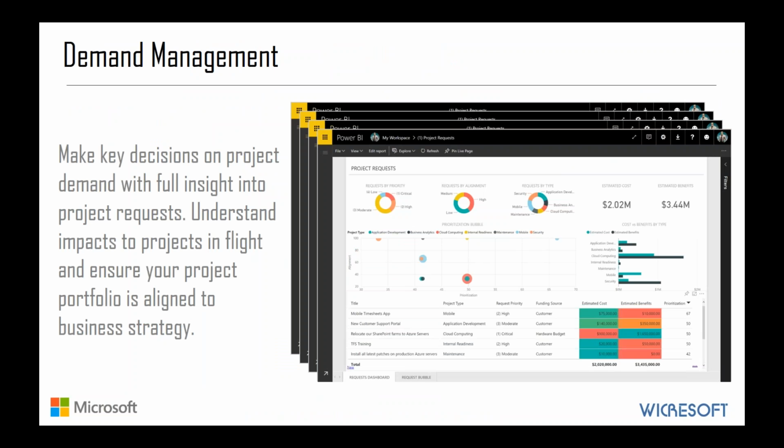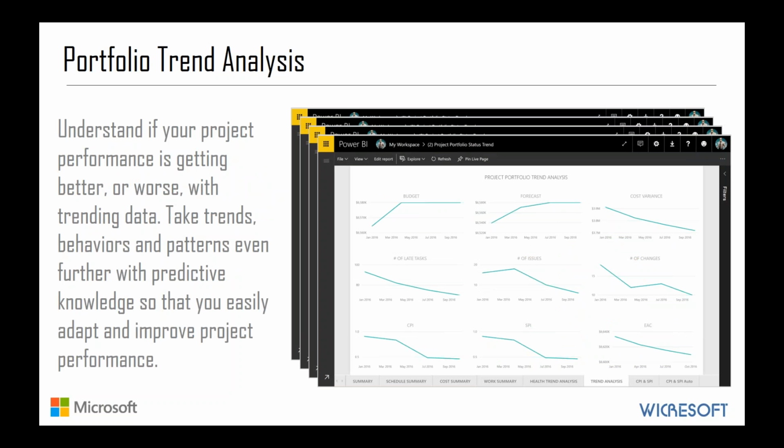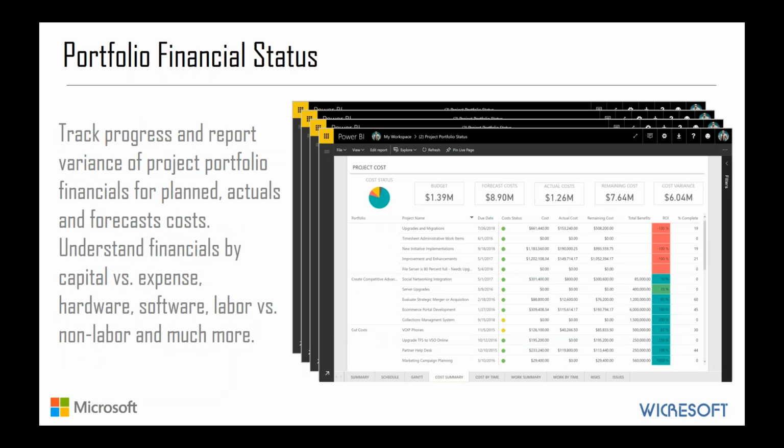Demand management. These reports answer what is the incoming demand in terms of focus, impact on resources, and alignment to your business strategy. Project portfolio status. These reports focus on your entire portfolio, providing high-level visibility to alignment and execution. Portfolio trend analysis. These reports will help you understand what's happening today compared to past performance and will provide predictive analysis for future performance.